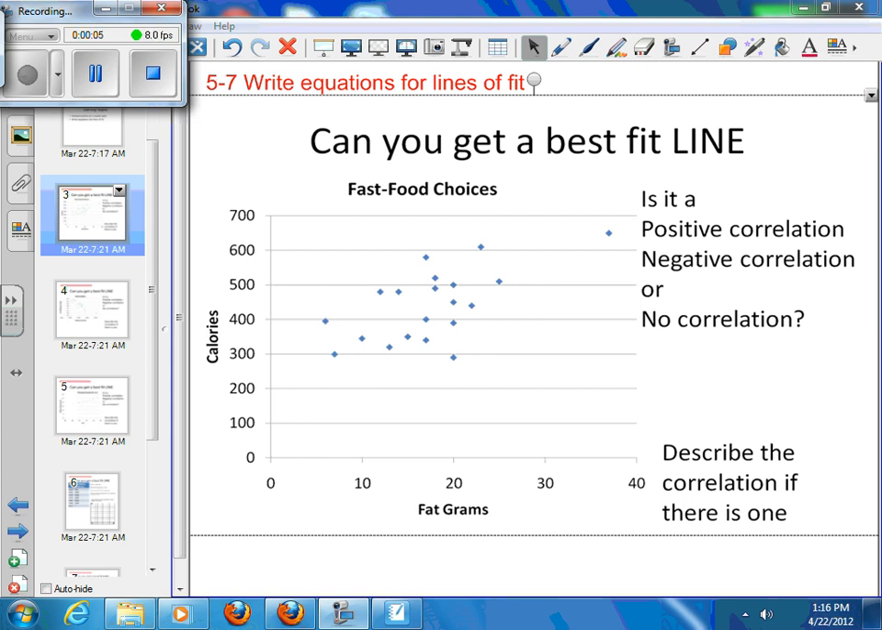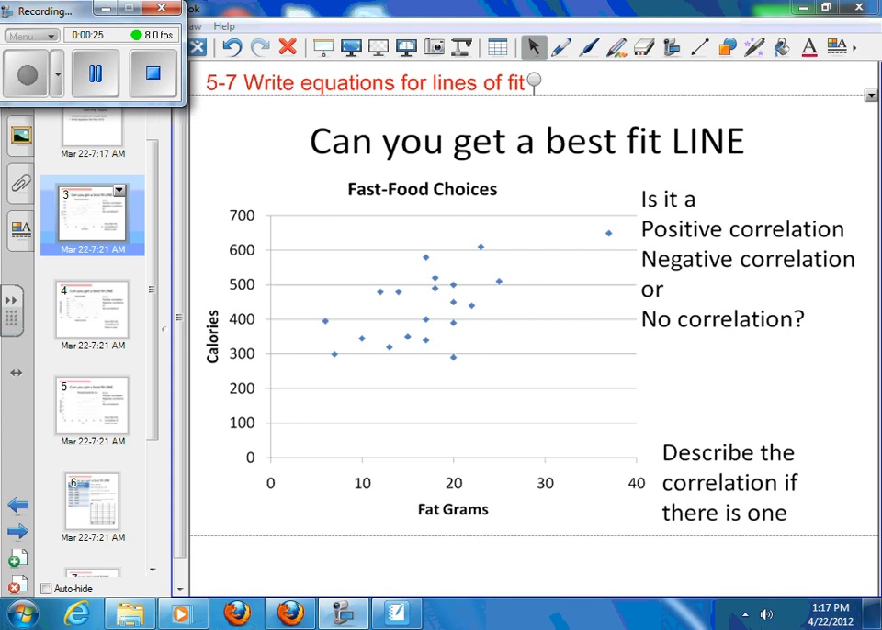So in this first example, we're going to talk about lines of best fit for real-life data. I'm going to go real slow, so the first example is going to be pretty easy. I'm going to go through 3 different scenarios here, and you can look at how the graphs would be basically linear equations. In this first one, we've got fast food choices. We've got fat grams versus calories.